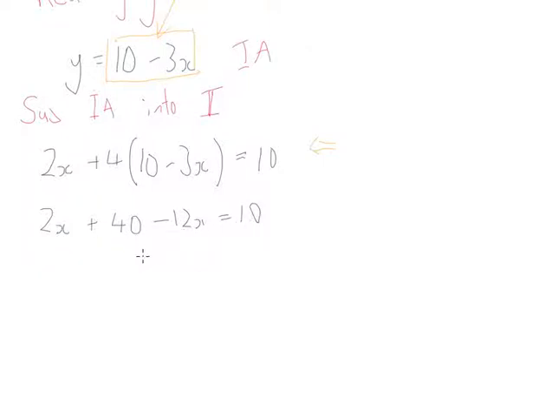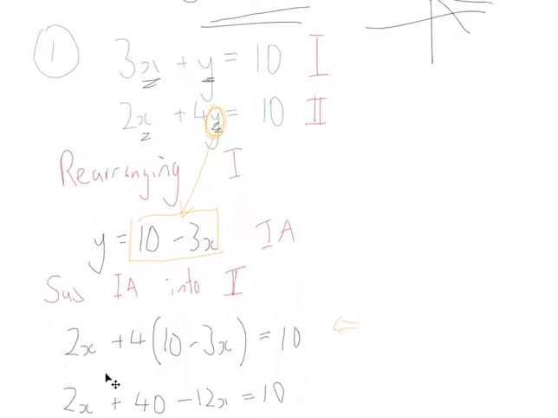Clean this up, we get 40 minus 10x equals 10. Minus 10x is equal to minus 30, so x is equal to 3. So we've got one of our unknowns. We know now that x is equal to 3.